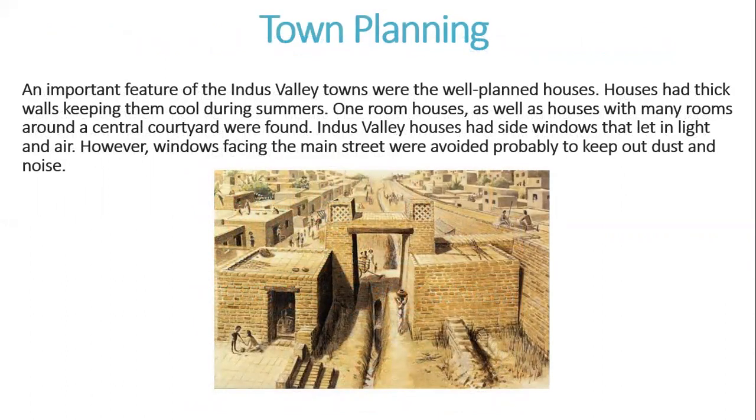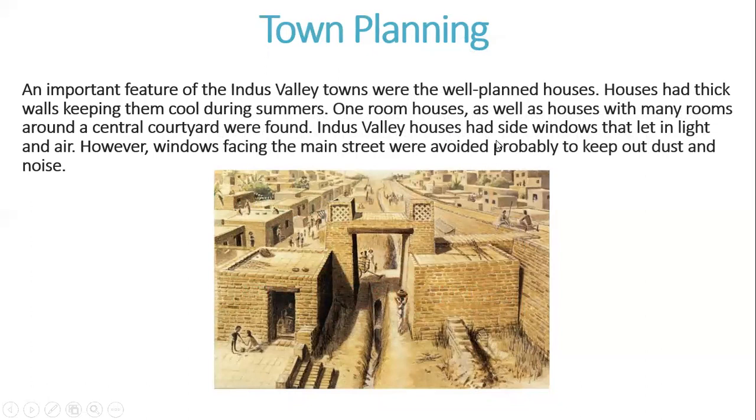Town planning, we've learned this in the first chapter as well, but let's know a little more about this. An important feature of the Indus Valley towns were the well planned houses. The picture itself will depict how beautifully and systematically this was built during the time. During the Indus Valley civilization, houses had thick walls, keeping them cool during summers. One room houses, as well as houses with many rooms, around a central courtyard were found.